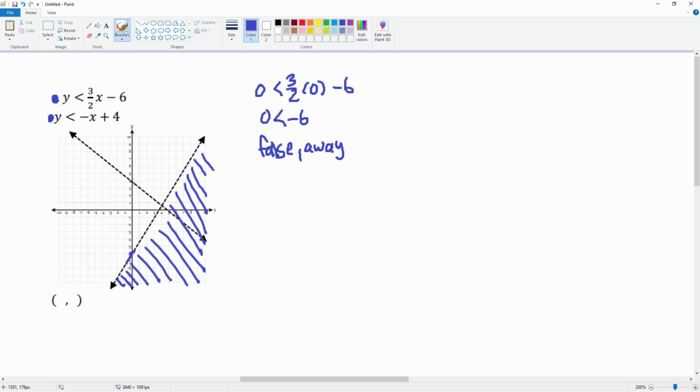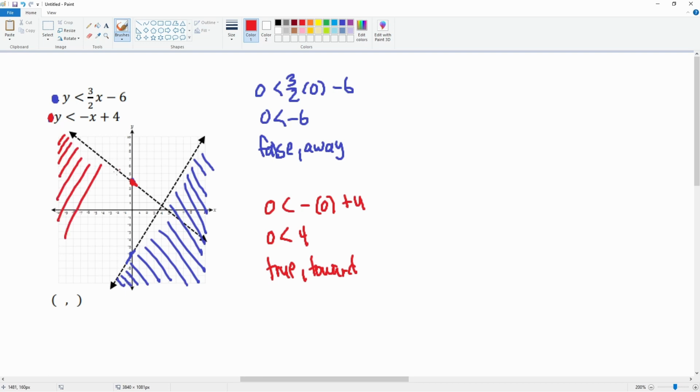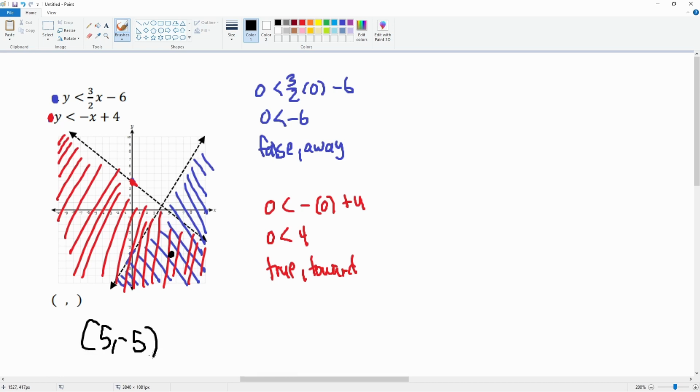Then the bottom one, do you see the 4? Let's make it red right here, 4. Let's test (0, 0). 0 for the y, 0 for the x. 0 less than 4. Is that true or false? That is true. So we're going to shade towards. Towards, it is this direction. So it is this area. So something right here, let's see. That looks like (0.5, -5) is also in that solution set.